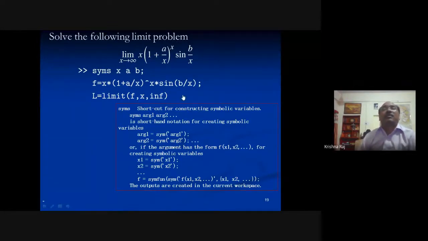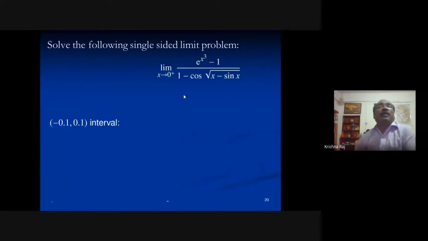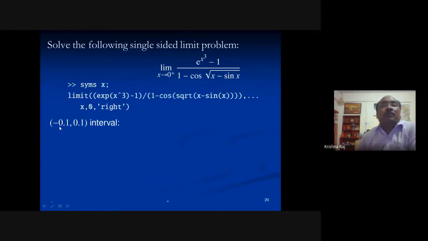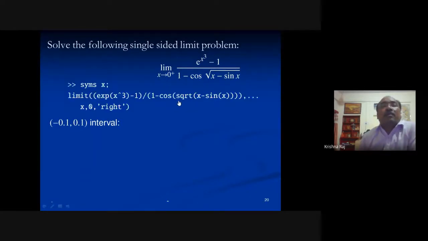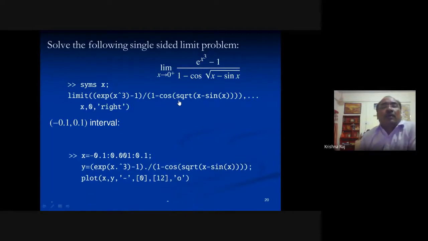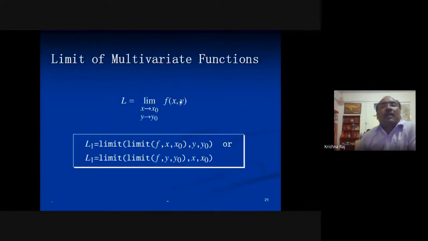Please do it. Now see here, solve the following single-sided limit problems. This is the 0 plus single-sided limit problem here. The interval is given here, that is minus 0.1 to 0.1. Again we will use the same command here. We will describe the limit of the function here, and here we will put right, because this is the 0 plus. After writing we will get the result here.